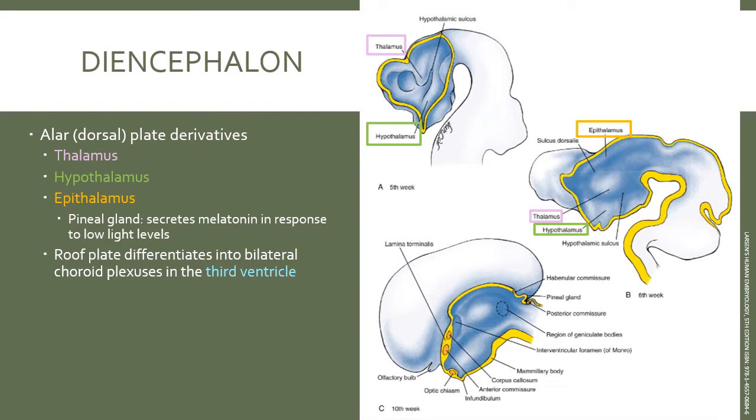The epithalamus then goes on to form the pineal gland, which it's not entirely well understood what it does, but it does have cells which produce melatonin, and specifically in response to low light levels. So melatonin, you probably heard, as a supplement you can take. Its primary function is to make you drowsy, and in the case of the pineal gland, it's secreted in response to low light levels. So it's probable that the pineal gland is responsible for making you sleepy when it gets dark. Now, the roof plate of the diencephalon will differentiate into the bilateral choroid plexus of the third ventricle. And again, the choroid plexus are going to make the cerebrospinal fluid.